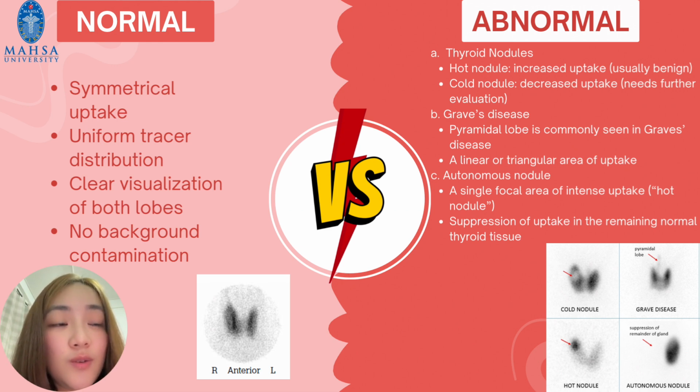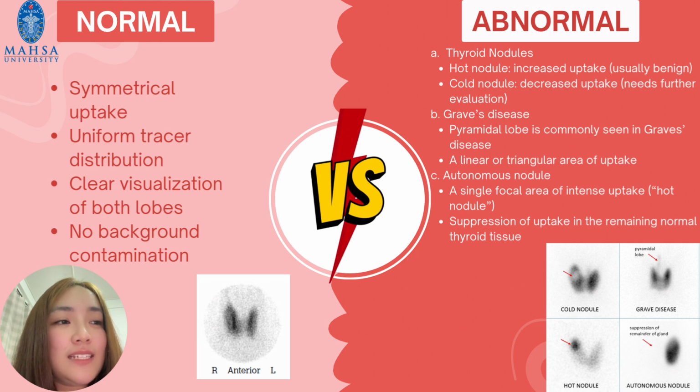show you 3 examples. The first one is the thyroid nodules, which is the cold area and the hot area. A hot nodule, which is the hot area, is an increased uptake, which is usually benign. A cold nodule is a decreased uptake, and it is also rarely malignant, so we need further evaluation.